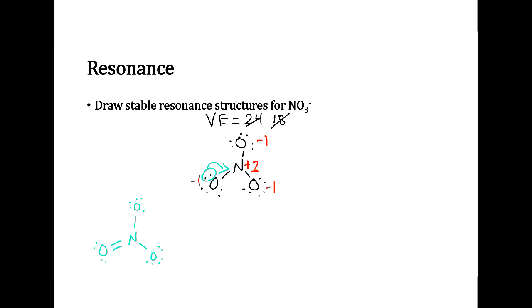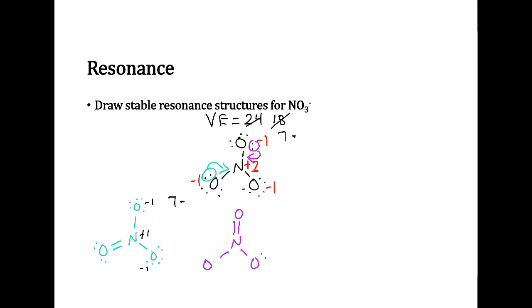Okay, so now everything obeys the octet rule. We still have those formal charges on nitrogen, +1 and then -1 here. So overall we have a -1 charge on this ion. So now the other option would be to move a lone pair from this top oxygen and then have that double bonded.